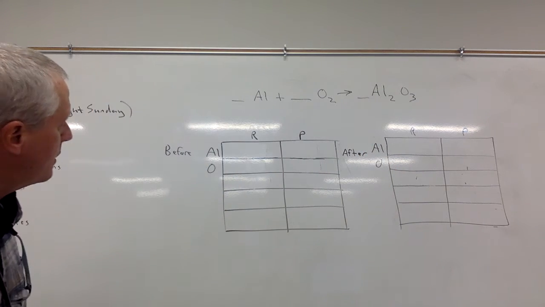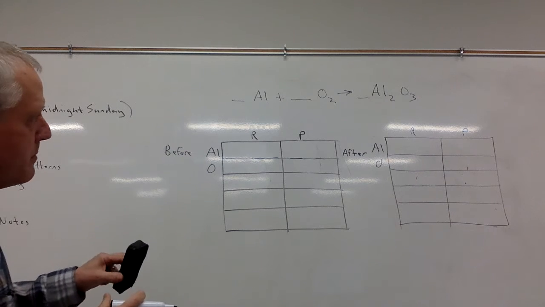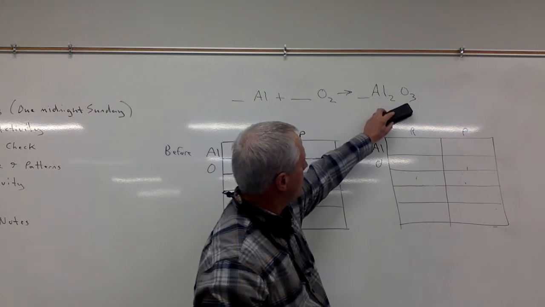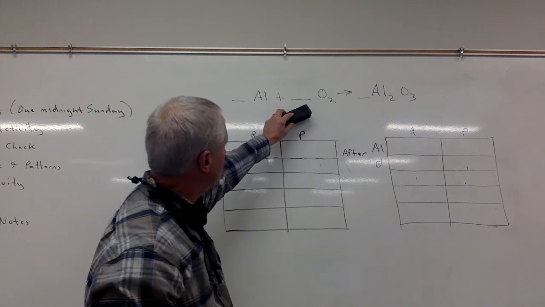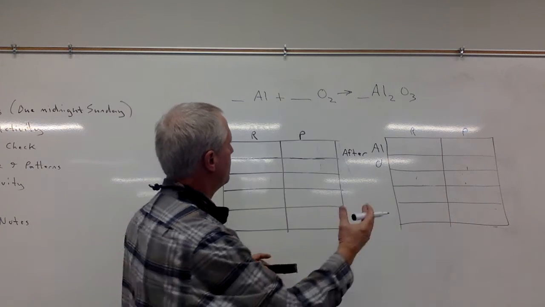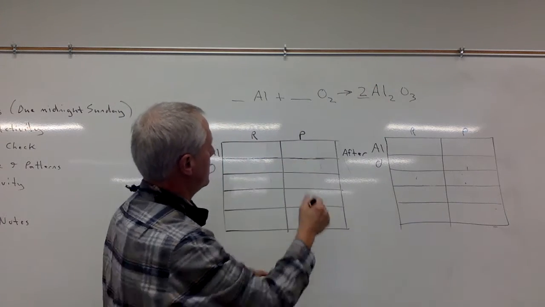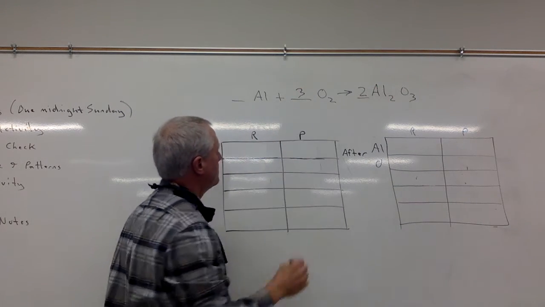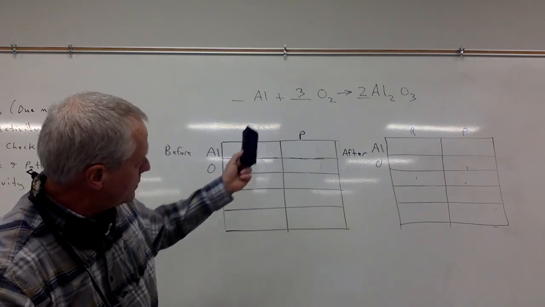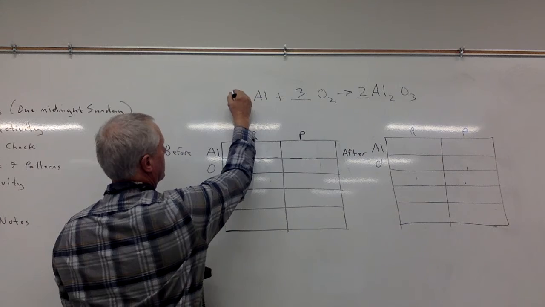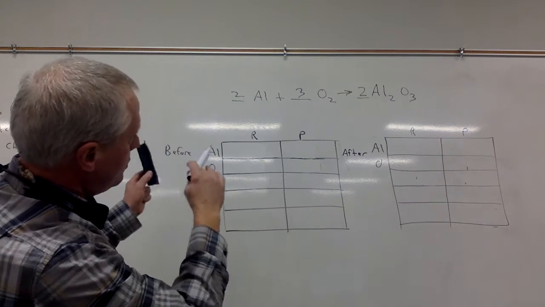So where's the best strategy here? You can look at this and see there are 3 oxygens here and only 2 here. So what if I put a 2 here? That would give me 6 oxygens. I could put a 3 here, and that matches up with the 6 over there. But that gives me 2 aluminum. So if I put a 2 here, it looks like we have a 2, 3, 2.